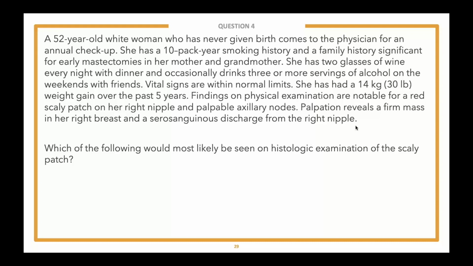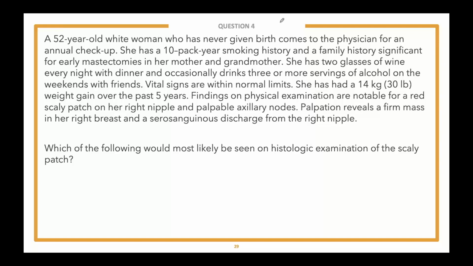She has had a 14-kilogram or 30-pound weight gain over the past 5 years. Findings on physical examination are notable for a red scaly patch on her right nipple and palpable axillary nodes. Palpation reveals a firm mass in her right breast and a serosanguinous discharge from the right nipple. Which of the following would most likely be seen on histologic examination of the scaly patch? I want all of you to start thinking about the important clues in this vignette as I hand it off to Parth.